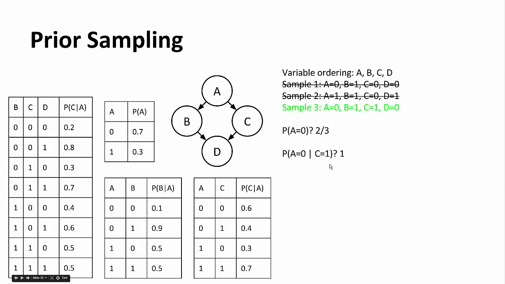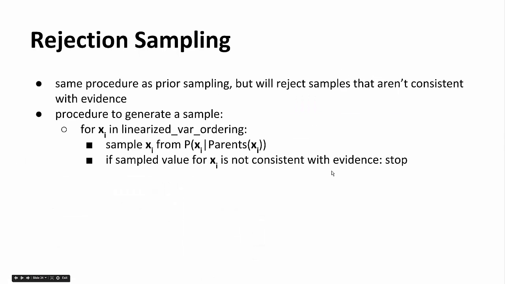So how do we save on work if we know that we have some set of evidence? One idea is to use rejection sampling. Rejection sampling is basically the same thing as prior sampling. You'll notice that the pseudocode is basically the same, except for this last line. What this says is, if x sub i is an evidence variable, and the value that we sampled for x sub i is not consistent with the evidence, then we just stop sampling, return, and discard that sample. We reject it.